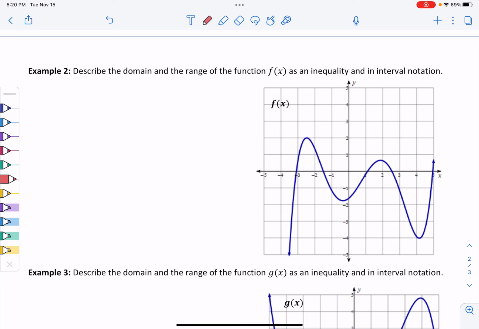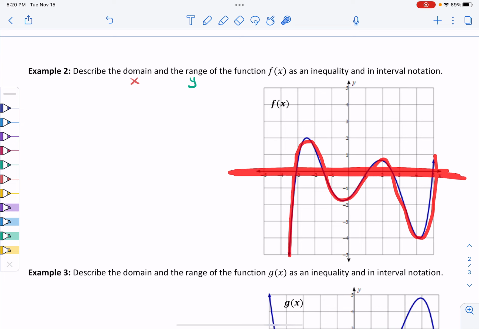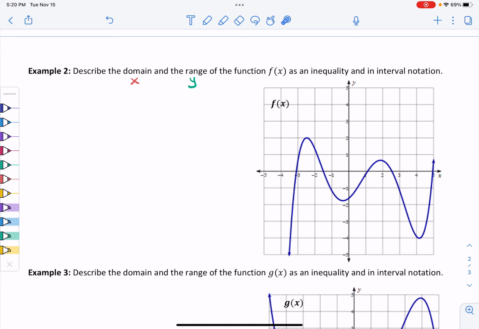So domain is our x values, range is our y values. So the domain, let's look at this. As I move along this graph, my x values are these right here, which are proper inputs to this function. And as we can see, what's displayed on the graph is from here to here, correct? I may be tempted to say that it's negative 3.5 to 5, but that is incorrect because this graph continues in this direction and in this direction forever, in both directions.